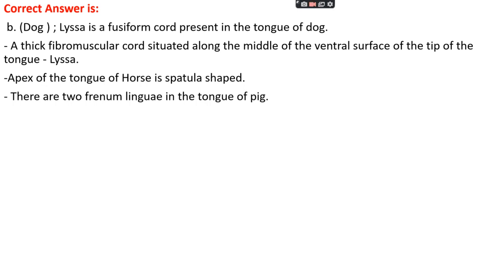Okay, and if we see other facts related to the tongue, the apex of the tongue of a horse is actually spatula in shape. And there are two frenum linguae in the tongue of a pig. The frenum linguae is a membranous fold which helps to join the ventral surface of the tongue with the floor of the lower jaw.